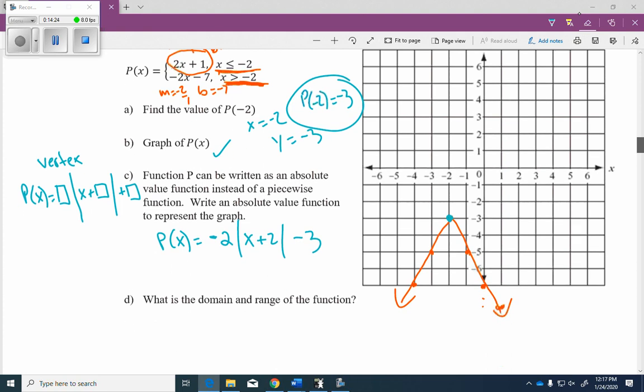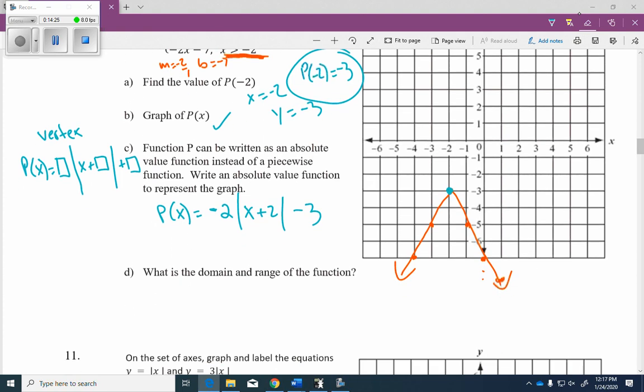And what is the domain and range of the function? So the domain, remember, is from left to right. Since it's an arrow, it's going forever to the left and an arrow forever to the right, so it's all real numbers. The range, though, is not all real numbers.